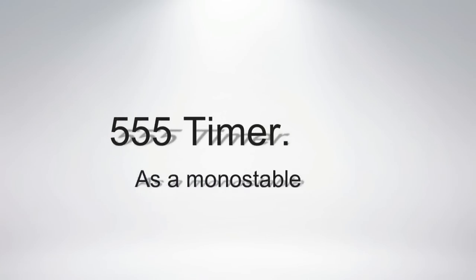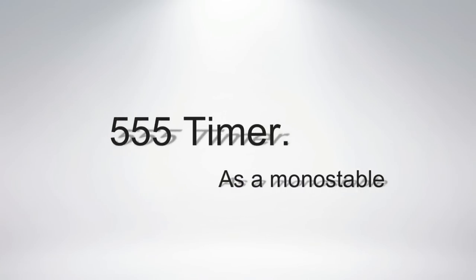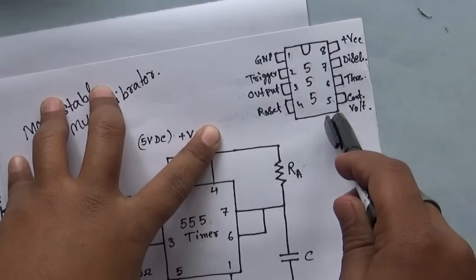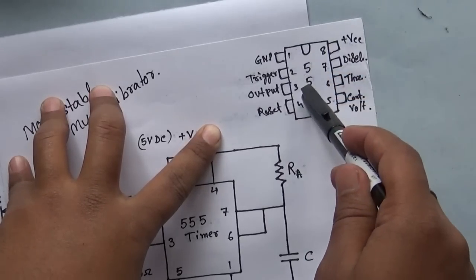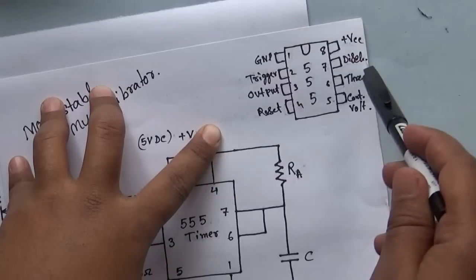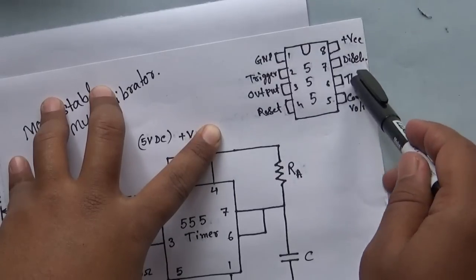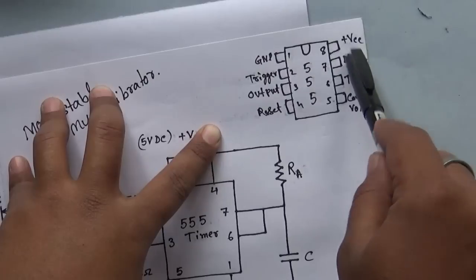Today we will observe how a 555 timer IC can be used as a monostable multivibrator. The pin configurations are 1 ground, 2 trigger, 3 output, 4 reset, 5 control voltage, 6 threshold, 7 discharge, 8 plus VCC.